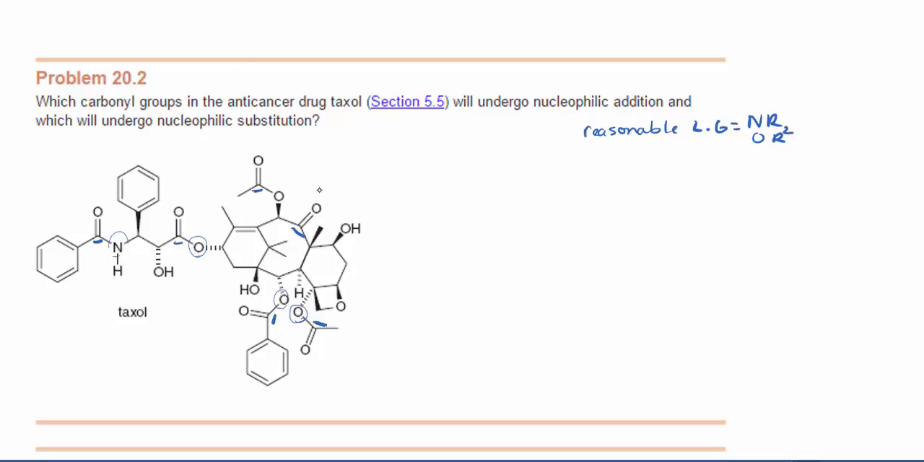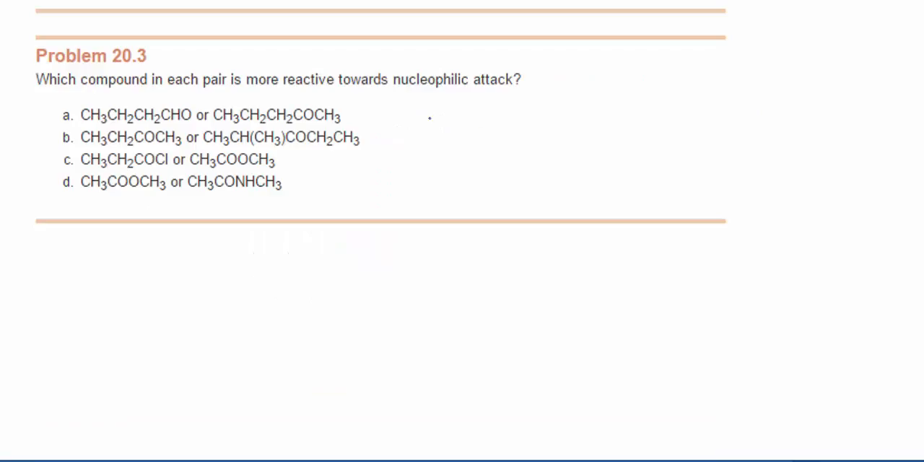Now this one, on the other hand, will not undergo a substitution. There is not a good leaving group in the alpha position. So this one will undergo addition reactions. So even though it's a complicated molecule, just following the simple rules will allow you to predict whether a group will undergo an addition or a substitution reaction.